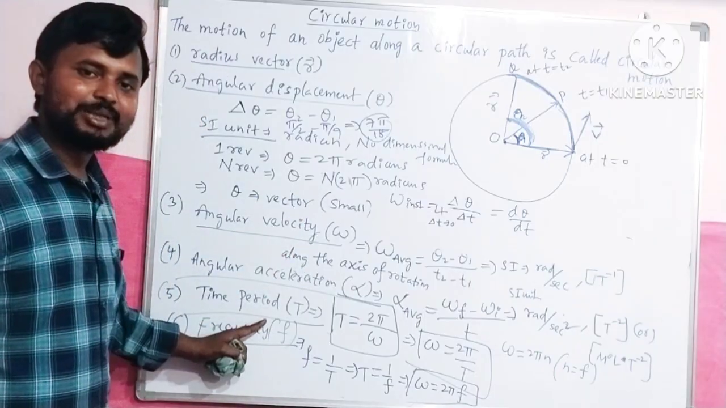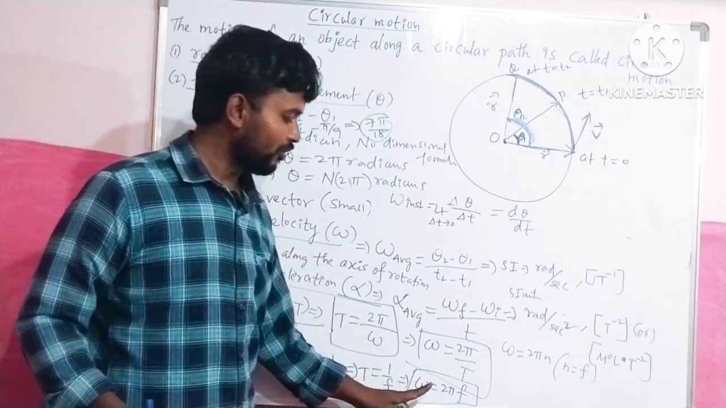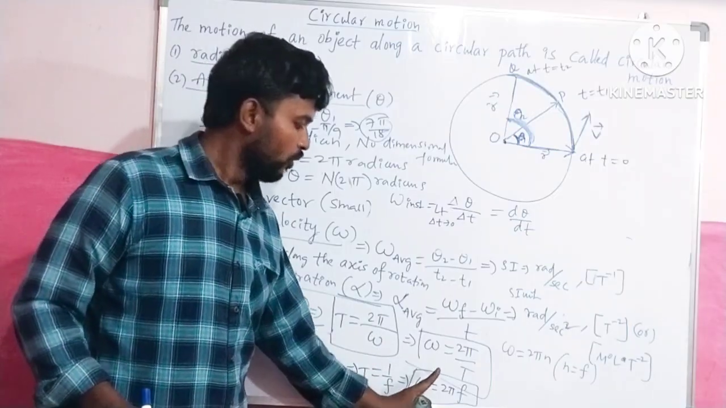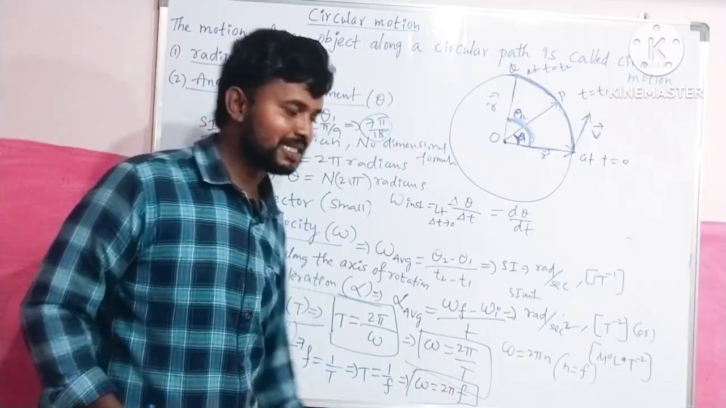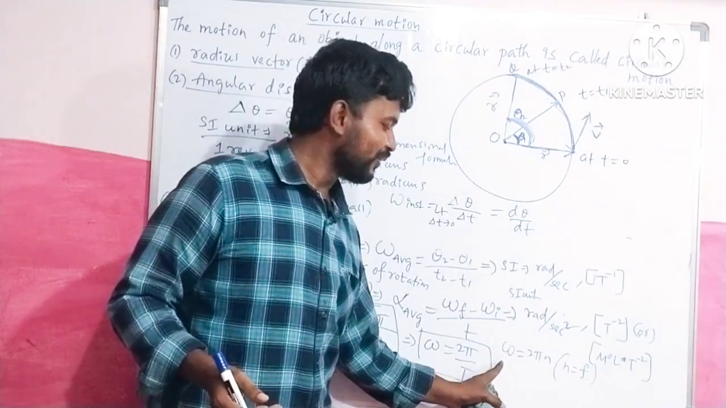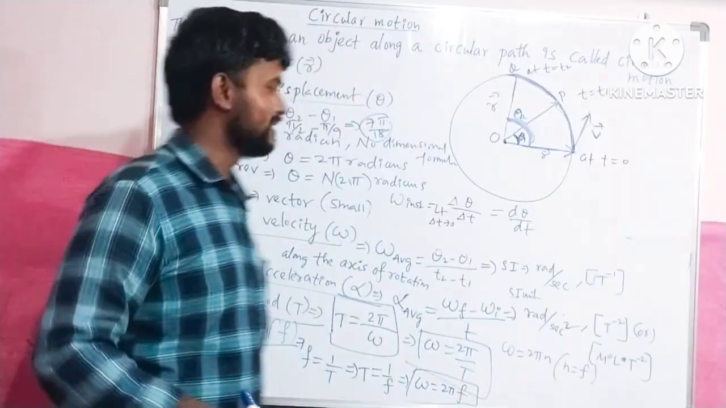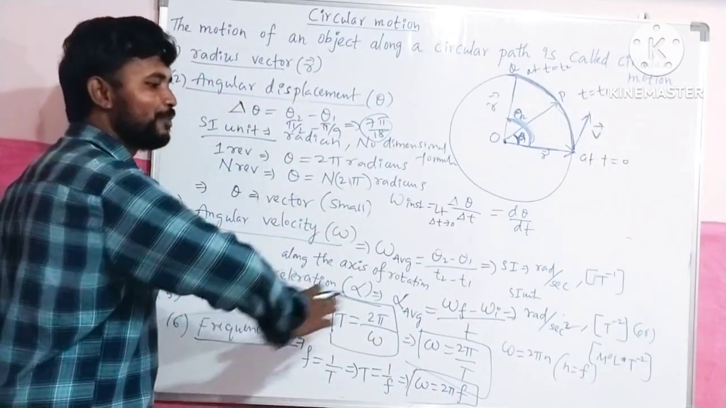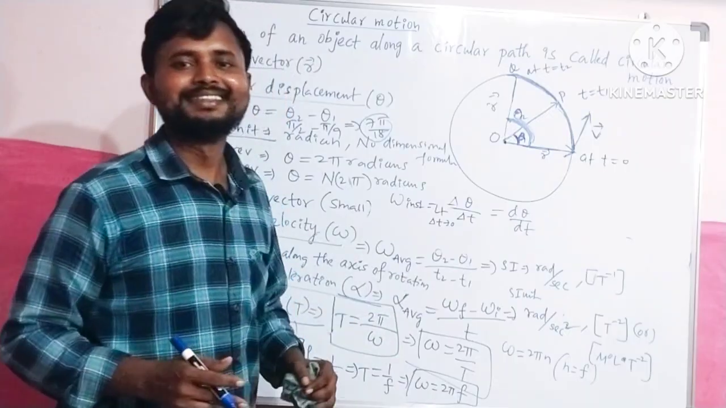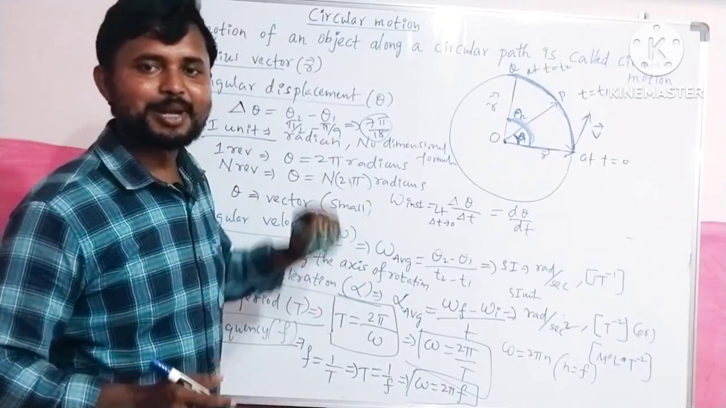Frequency is nothing but small f equal to 1 by T, and T equal to 1 by f. Okay, now omega equal to 2 pi by T. So 1 by T is nothing but frequency. So omega equal to 2 pi into frequency. In some textbooks they will give n equal to frequency f. So omega equal to 2 pi n is the angular velocity in terms of the frequency. Okay, this is the angular kinematics which is useful to understand the rotational motion of a body. To understand the rotational motion of a body, we have to understand the angular kinematics.